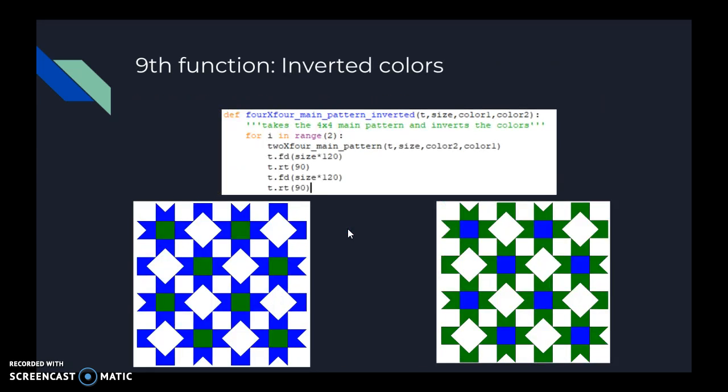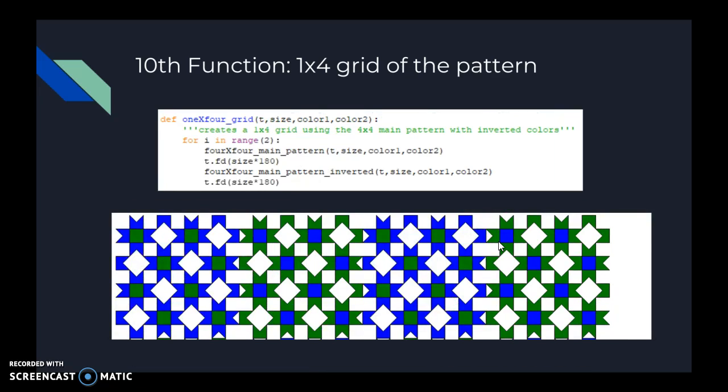And for the ninth function, it's basically the same 4x4 main pattern function, except that the colors are just inverted. And that's pretty much it. And we'll see how that gets put into use.